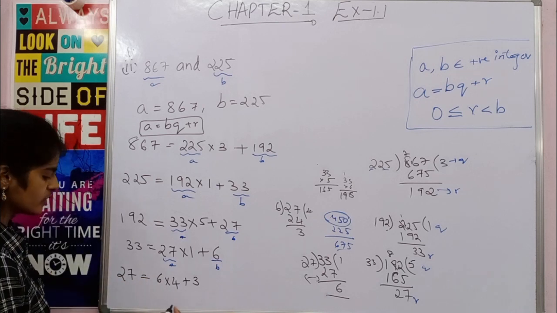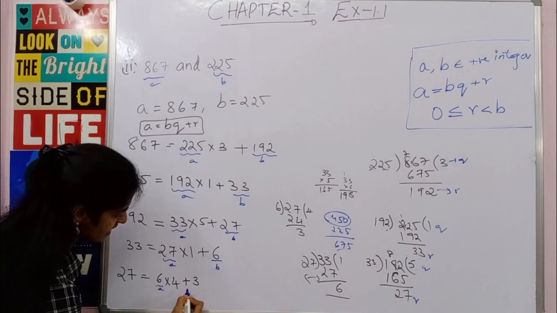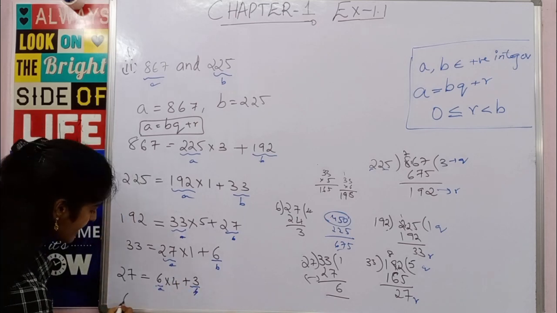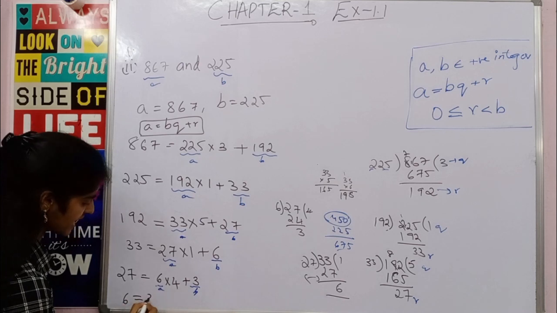Now this is nothing but A, this is B. So now A is 6. 6 is equal to, you have B as 3.